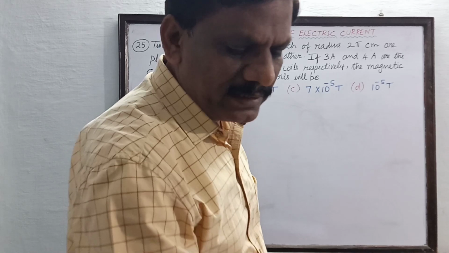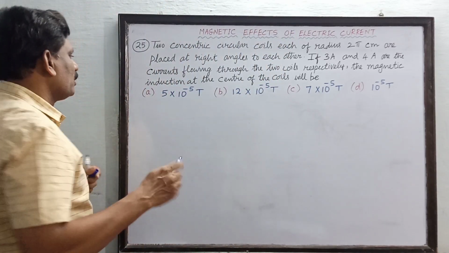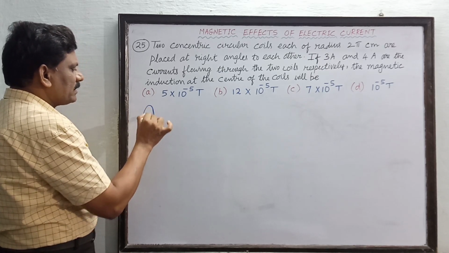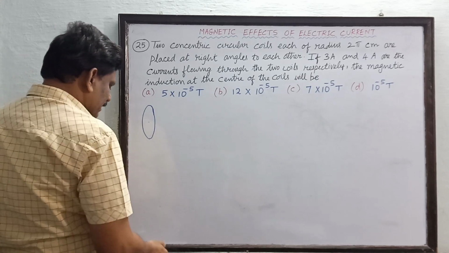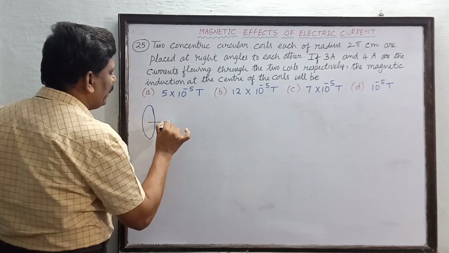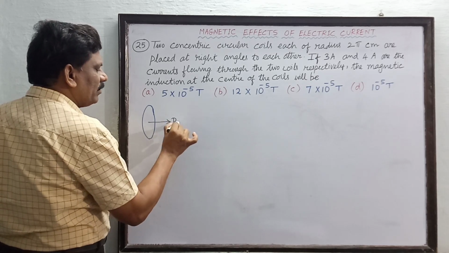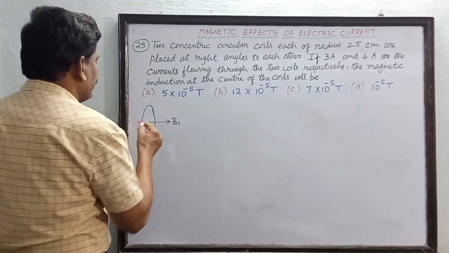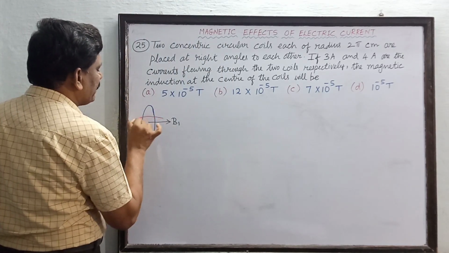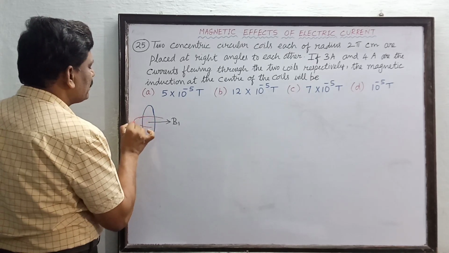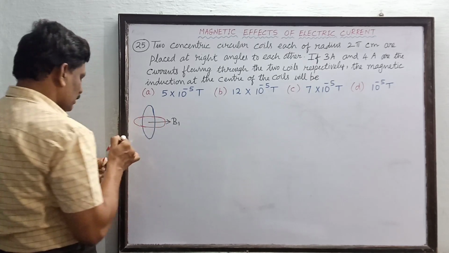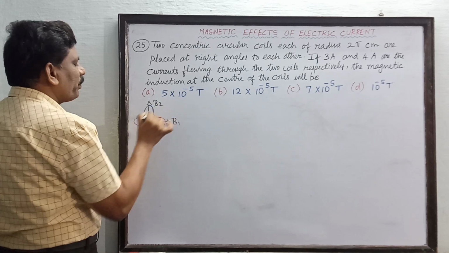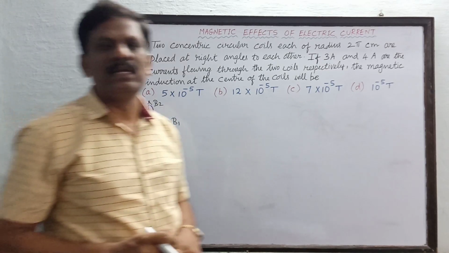So here there are two coils. Both the coils are perpendicular to each other. One coil is held in the vertical plane, and its magnetic field will be along this direction. So this is B1. Now another coil is held perpendicular to the first coil, having the same radius, so that the magnetic field due to the second coil, this is B2, so that B1 and B2 are perpendicular to each other.